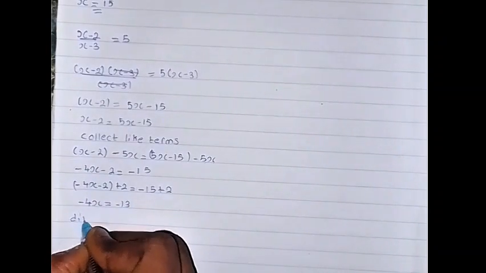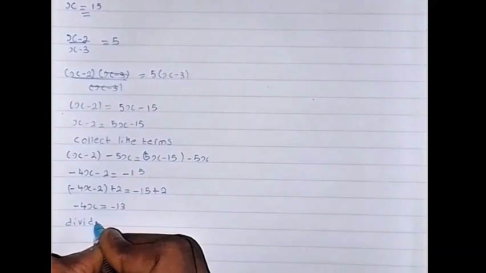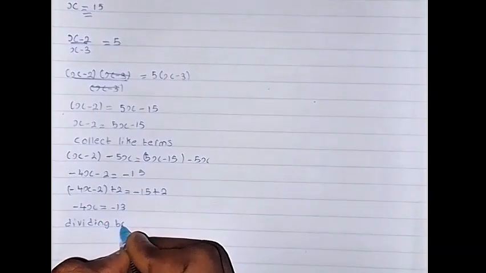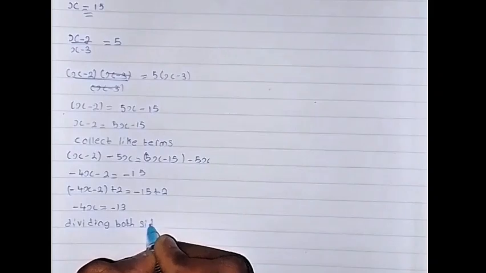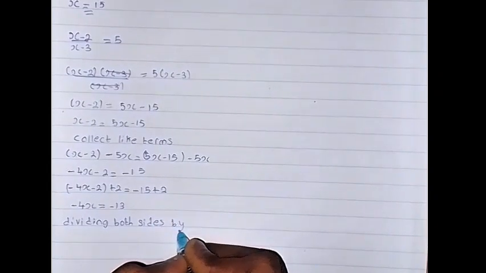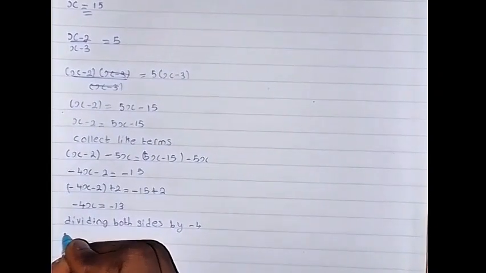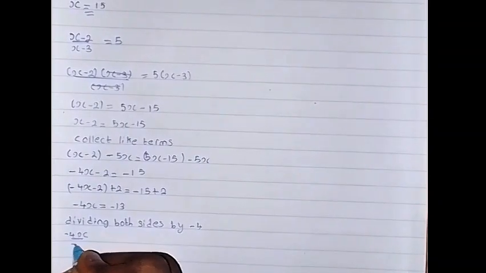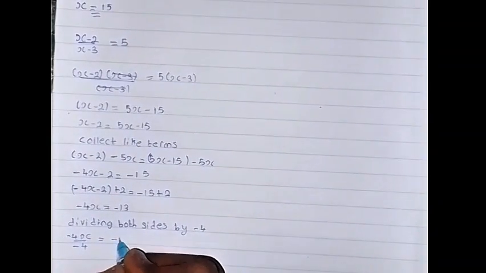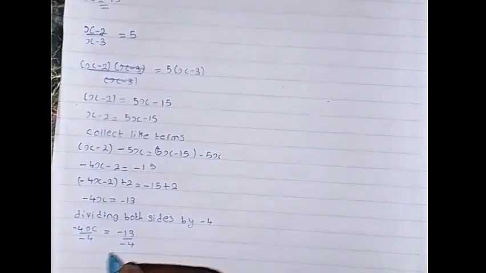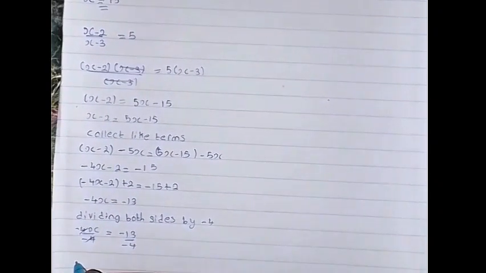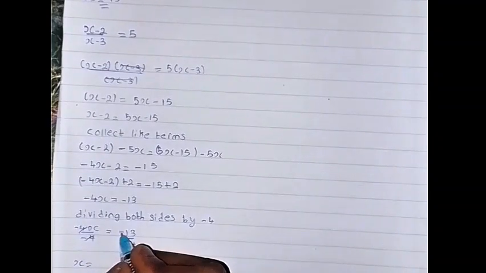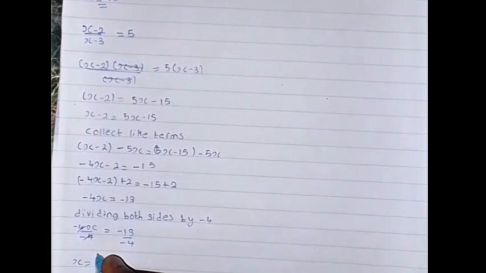Remember, now divide both sides by minus 4. Dividing both sides by minus 4, that gives us minus 4x divided by minus 4 is equivalent to minus 13 divided by minus 4. So minus 4 cancels out. What we have left is x is equal to minus 13 divided by minus 4. Minus and minus are going to cancel out to give us positive. So that's equivalent to 13 divided by 4. And that's our final answer.